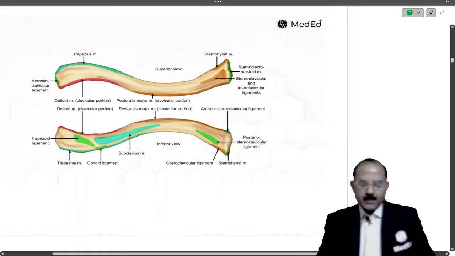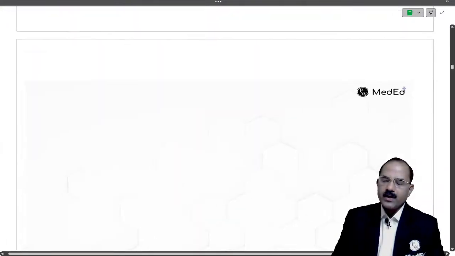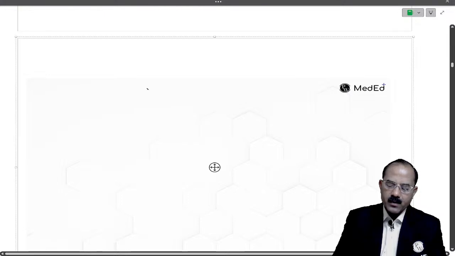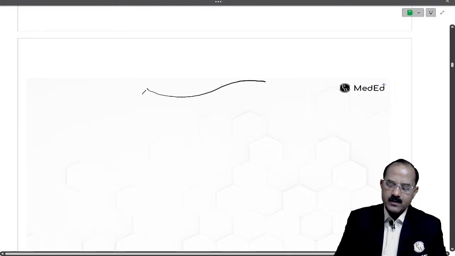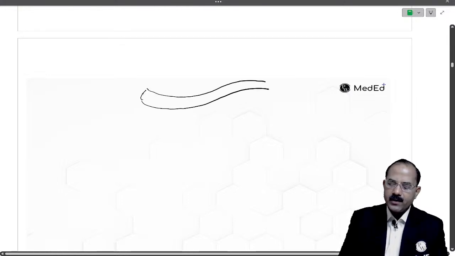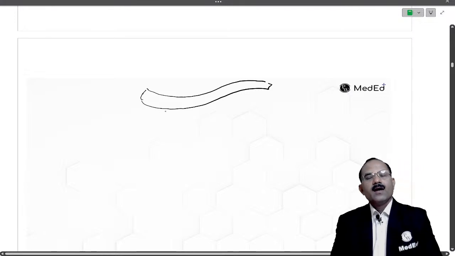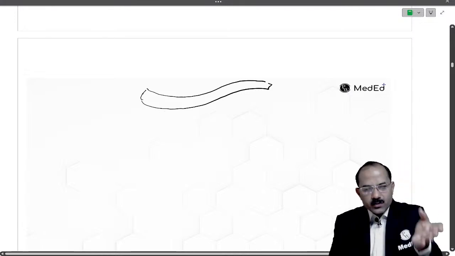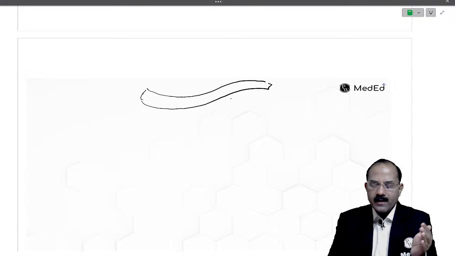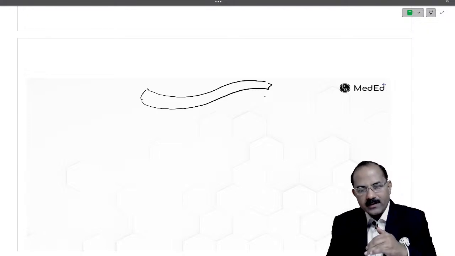Okay, coming to this clavicle. I'll just make the slide for you. This is the clavicle here. The medial 2/3 is convex anteriorly, and the lateral 1/3 is concave anteriorly.